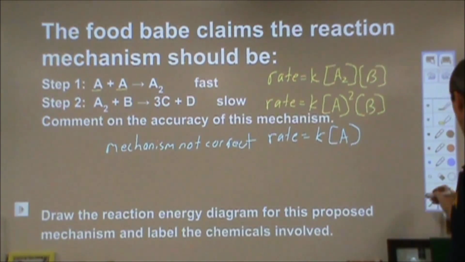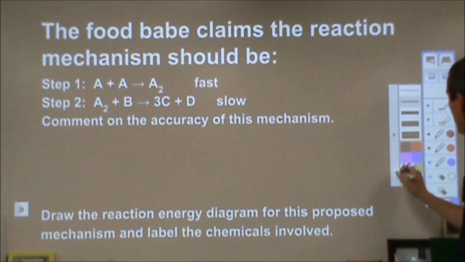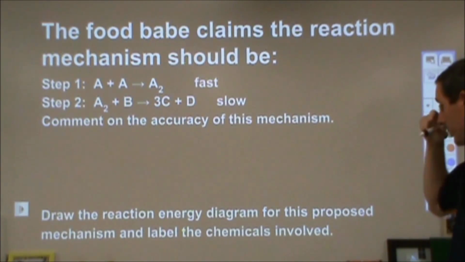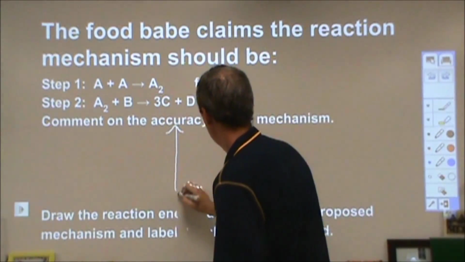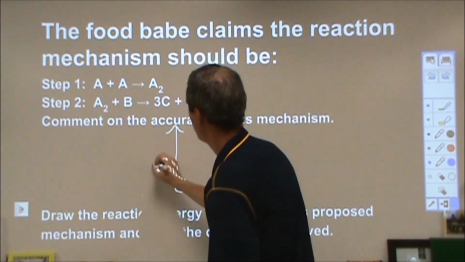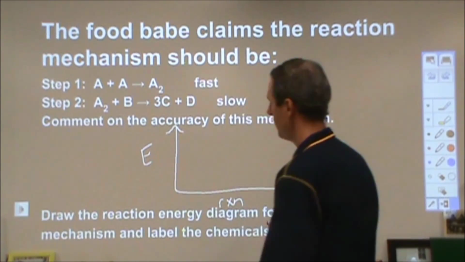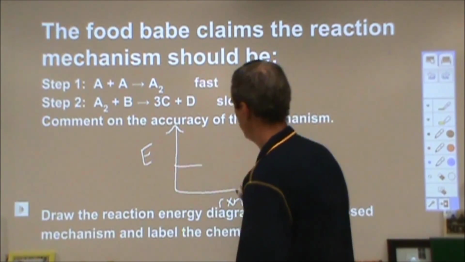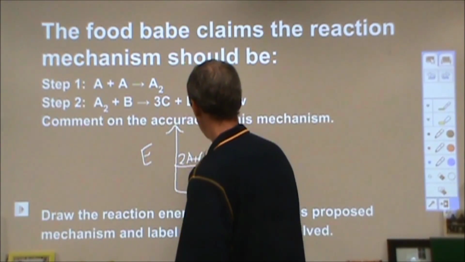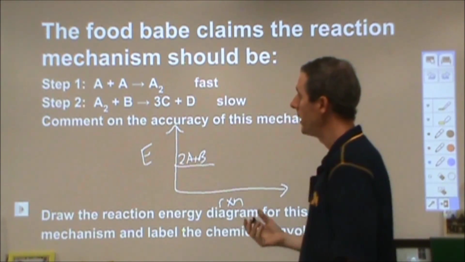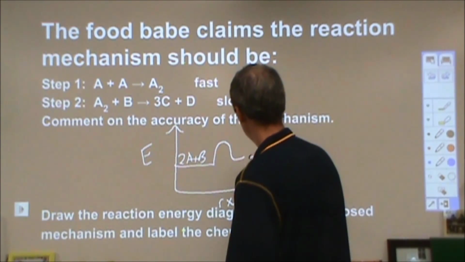Okay. Now, in the last part here, we're going to assume that it was correct, just for fun. And it says, draw a reaction energy diagram for this proposed mechanism, label the chemicals involved. Okay, so your reaction energy diagram, you're plotting the energy of the chemicals versus the reaction coordinate, what's going on in the reaction. So at the beginning, we have our reactants. So we're going to have 2A plus B. And then the two A's are going to collide. They're going to stick together. So we're going to have kind of a little dip there.